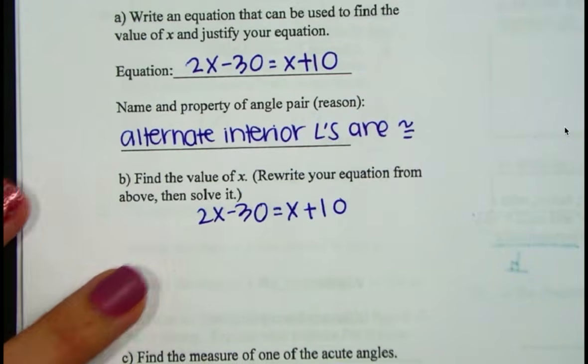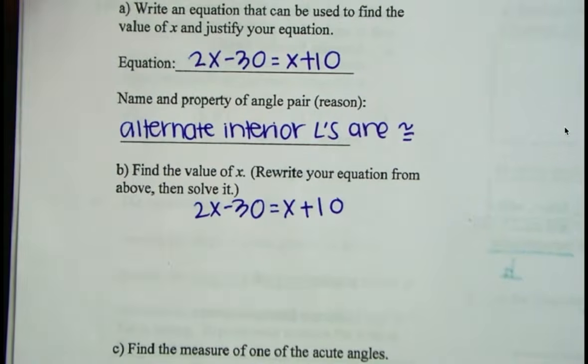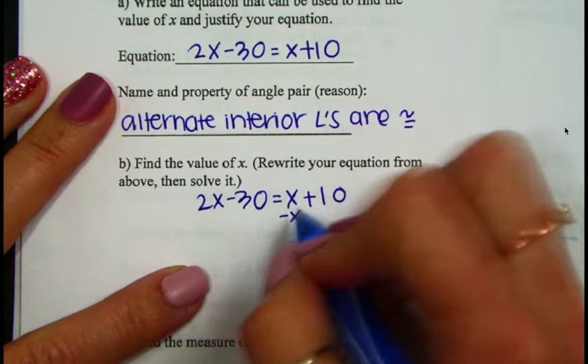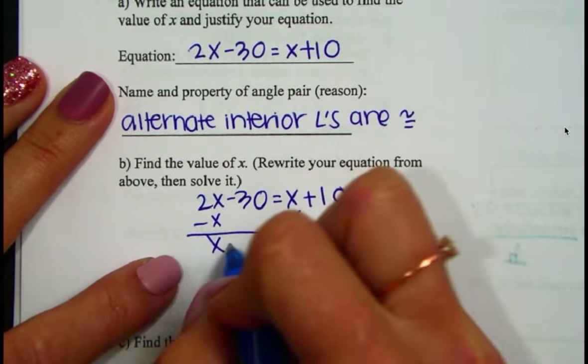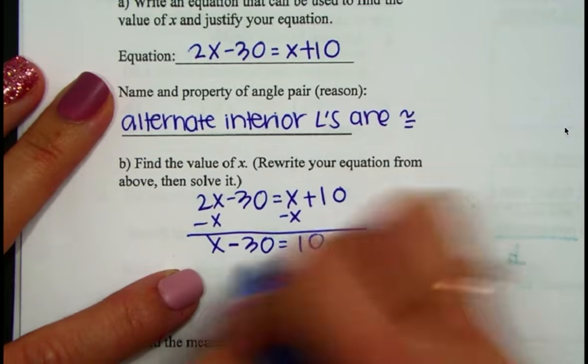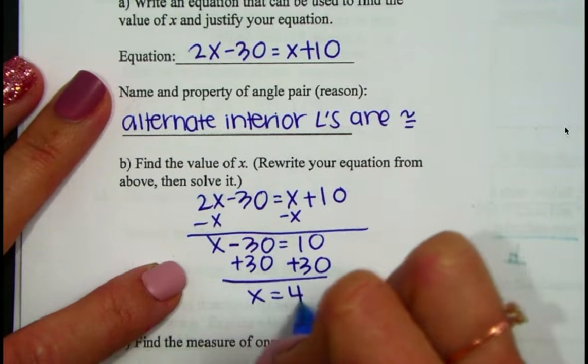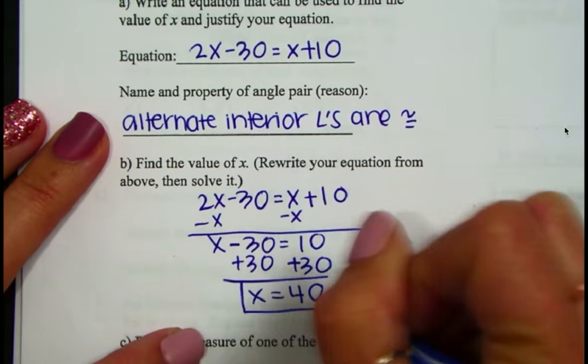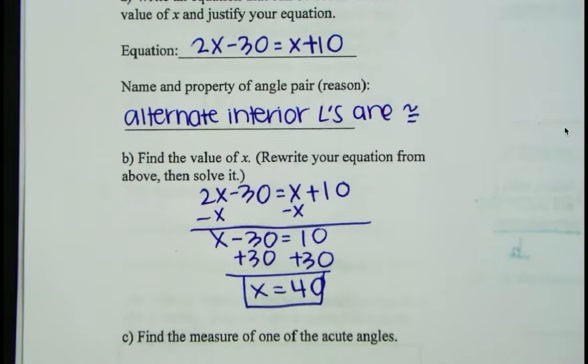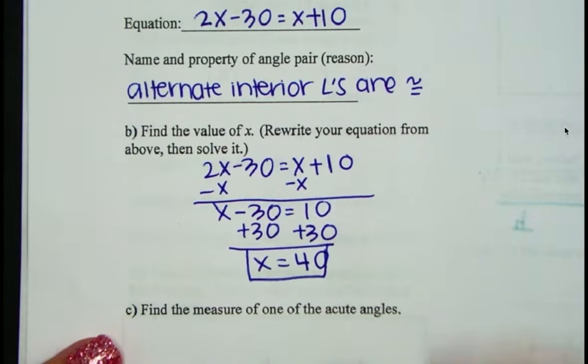And then I'm going to solve for x by subtracting x and then adding 30, and I get x equals 40. And then after that, for part C, we're going to find the measure of one of the acute angles.